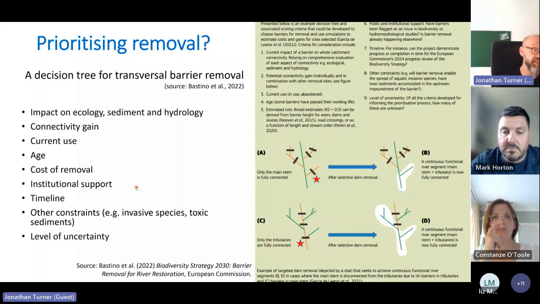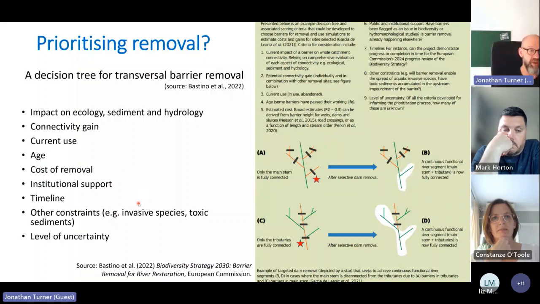So in the case of the Dalagan barrier, for example, that had been built by a tile making company to provide water to a factory, but that factory had closed down. So nobody wanted to take ownership of that structure. And I guess there was a risk associated with removal of that structure, and it just became an impediment to it being removed. The timeline, obviously, how long it's going to take to remove and how long you're going to need to monitor it afterwards.